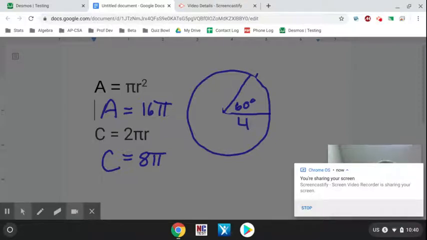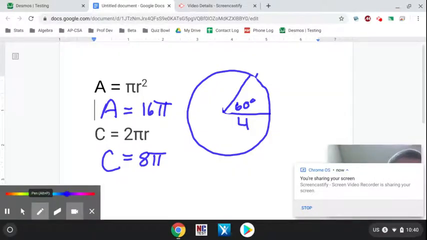Okay, we've already looked at how to find the area and circumference of the circle in the last video. The area we found to be 16 pi, the circumference to be 8 pi. But let's say instead of having the whole circle, we only have one piece of it. So let's start with the area of a sector.